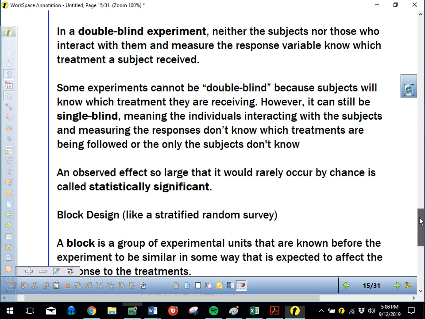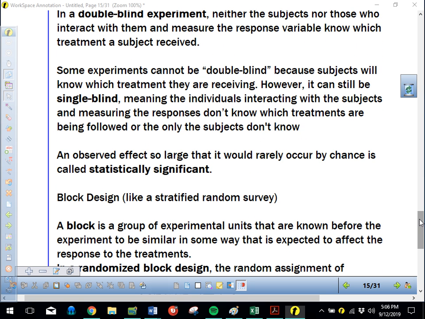So we want to be able to see an effect so large that it's considered, no way this could have happened by chance, so that would be statistically significant. And as we get into future chapters, we're going to be looking at what constitutes statistically significant. Right now, we're just going to say, well, that could not have happened by chance. It's obvious that there was a general increase, or whatever it is, and that's how we're going to measure it for now until we get into specifics in the future.